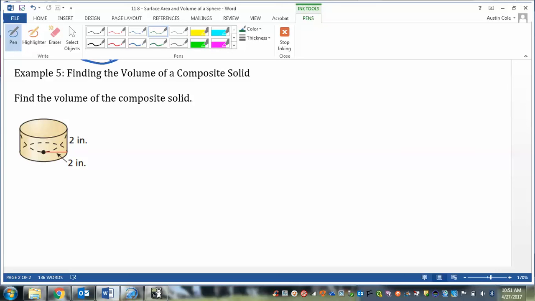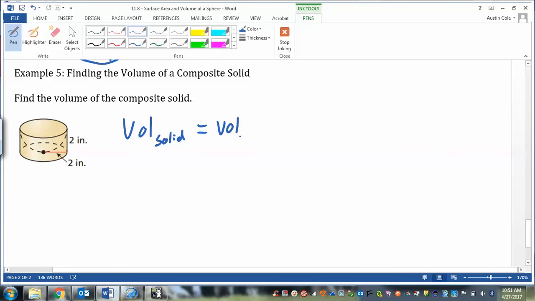So, what we have here, we have the volume of the whole thing. The volume of our solid is equal to the volume. What's our big shape? What's the shape that we're hollowing out? A cylinder.